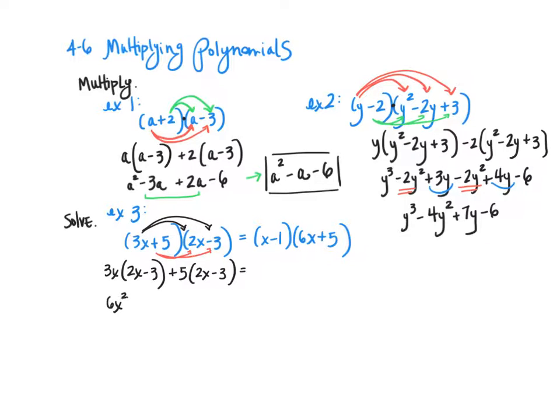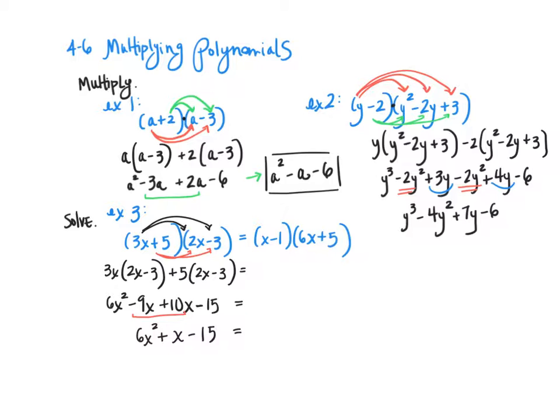I have 6x to the second minus 9x. Now I distribute the 5. I get a 10x minus 15. Now I'm going to simplify that side before I go any further. So that gives me 6x to the second. If I combine negative 9x plus 10x, that gives me a positive x. And so there you have the left side.